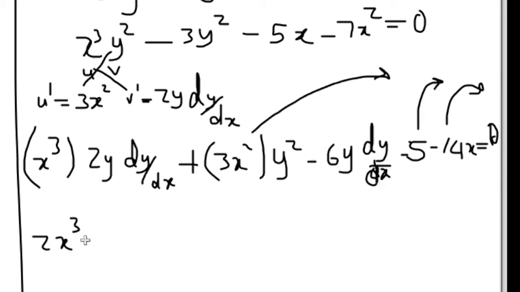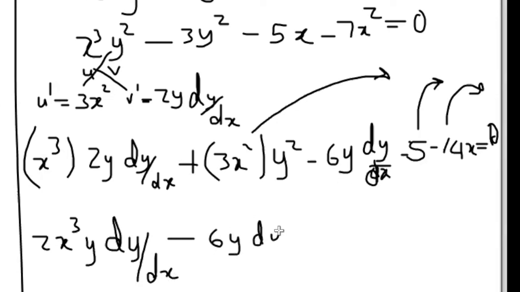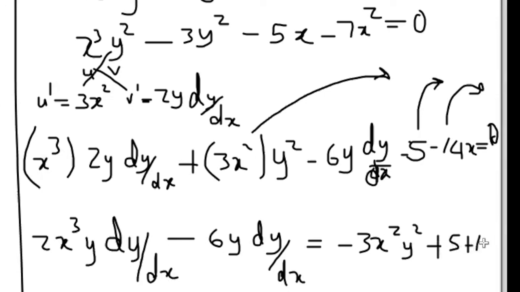So x cubed times 2y, that's 2x cubed y. Then I have dy over dx minus 6y dy over dx. So that's this, 6y dy over dx equal, carry this over, so it's going to be minus 3x squared y squared. So minus 3x squared y squared. This becomes plus 5 and plus 14x.